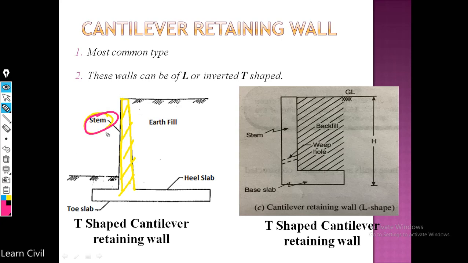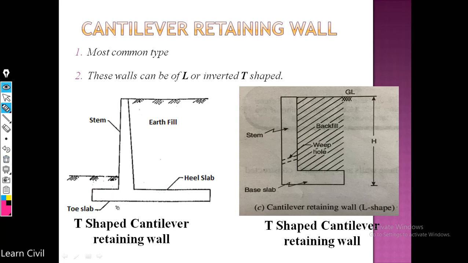So we have two parts here. The first one is the base slab, and the second one is the stem. Now this base slab is divided into two parts, that is toe slab and heel slab.